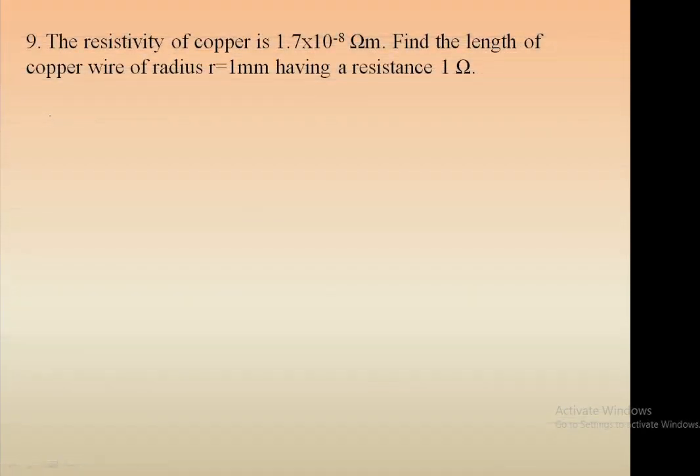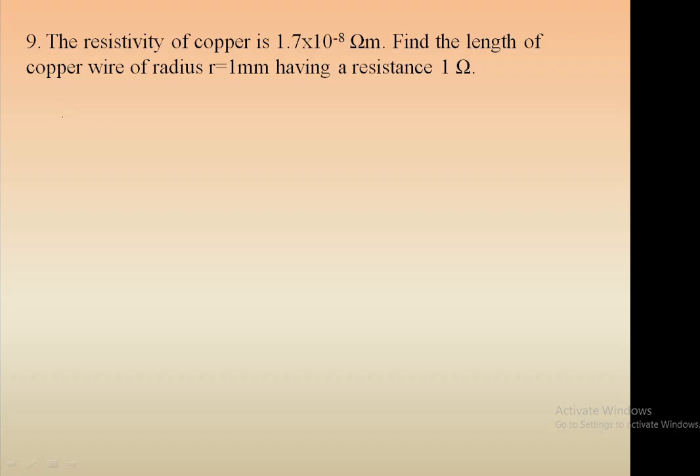Dear students, let us start the problems. Problem number 9. The resistivity of copper is 1.7 × 10^-8 ohm meter. Find the length of copper wire of radius r equal to 1 millimeter having a resistance of 1 ohm.